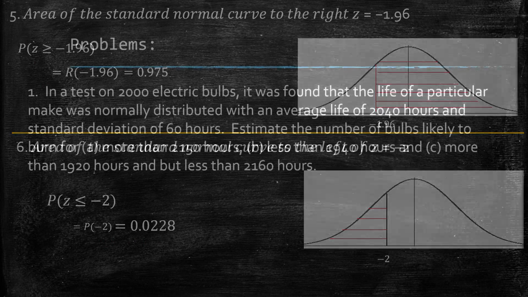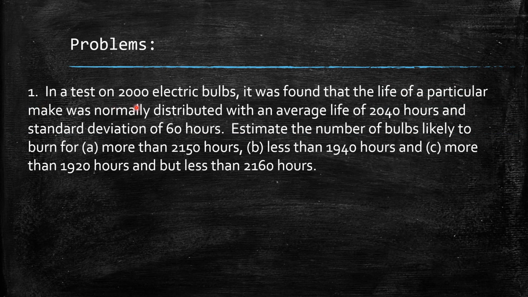First problem: in a test on 2000 electric bulbs, it was found that the life of a particular make was normally distributed with an average life of 2040 hours and standard deviation of 60 hours. Estimate the number of bulbs likely to burn for A, more than 2150 hours, B, less than 1940 hours, and C, more than 1920 hours but less than 2160 hours.